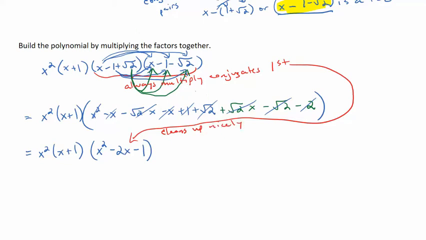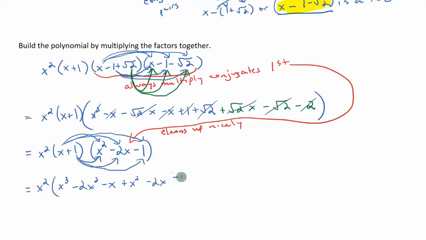Okay? Now, I'm going to save my x squared till the end because it's the easiest part to multiply. Now I'm going to take this binomial by this trinomial. So I'll copy my x squared. I get x cubed minus 2x squared minus x. Then I get plus x squared minus 2x minus 1. And let's clean that up.